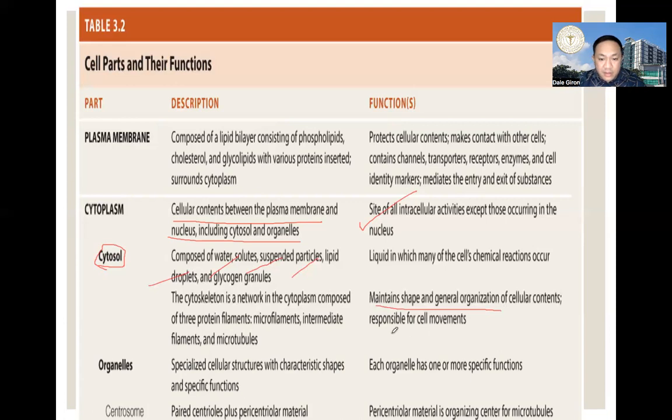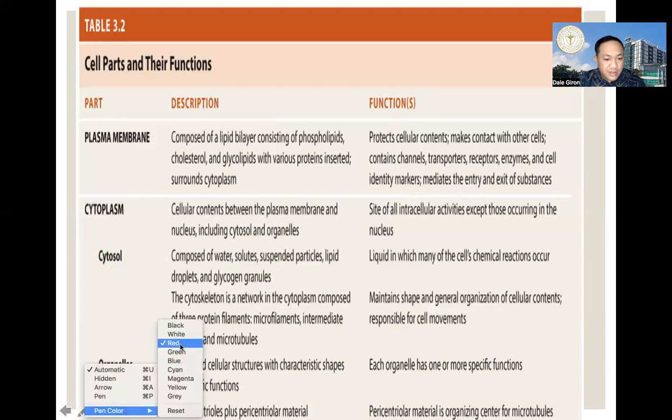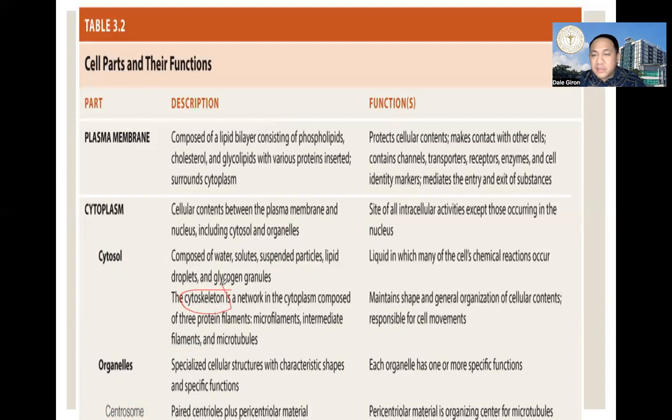So, ibig sabihin, what is responsible for the cell movements is actually your cytoskeleton. Okay? Yan ang responsible for all cell movements and they are found inside the cytoplasm. Now, after the cytosol or the cytoskeleton, let's go now to the different organelles found in the cytoplasm.